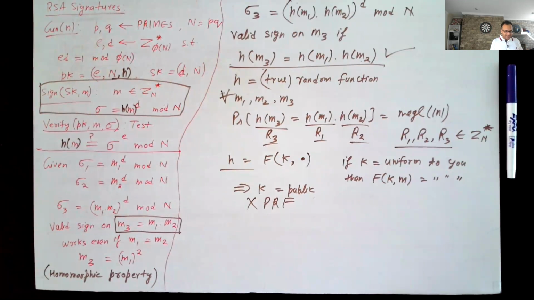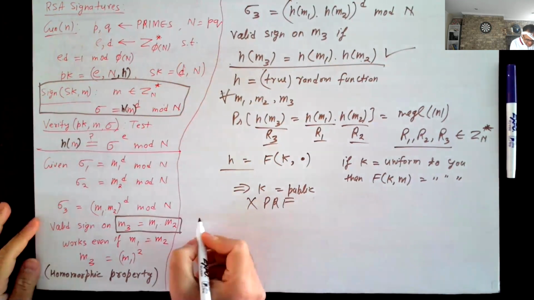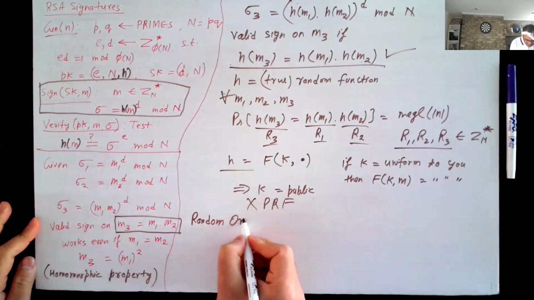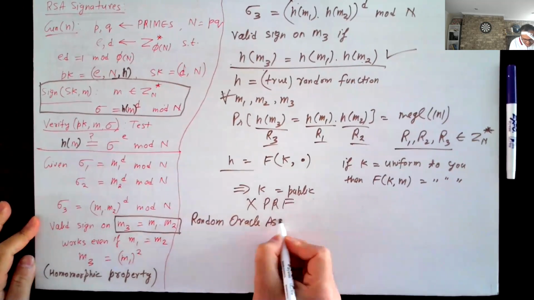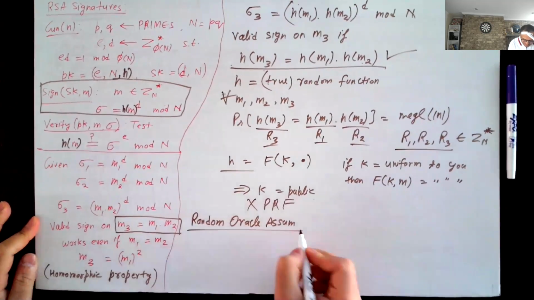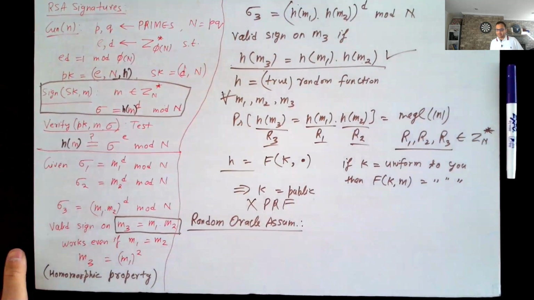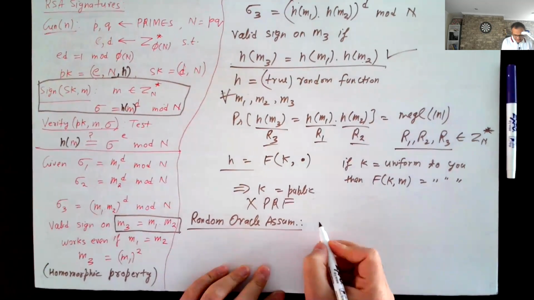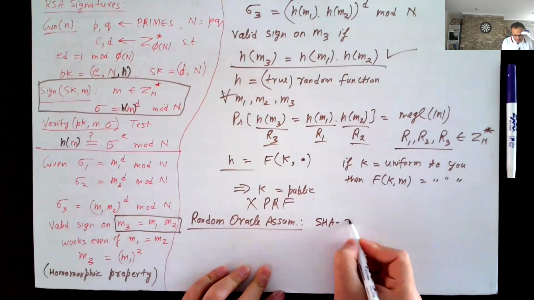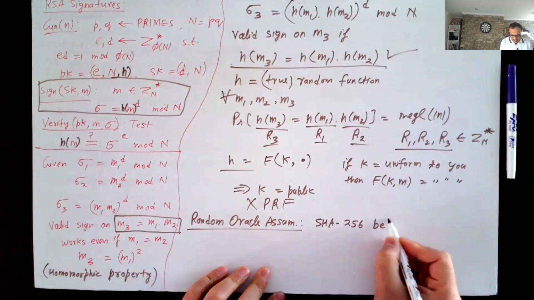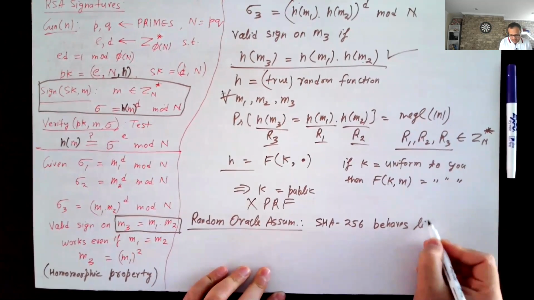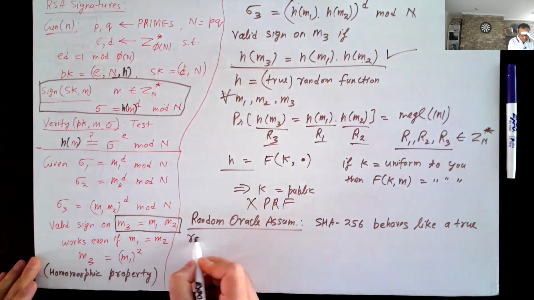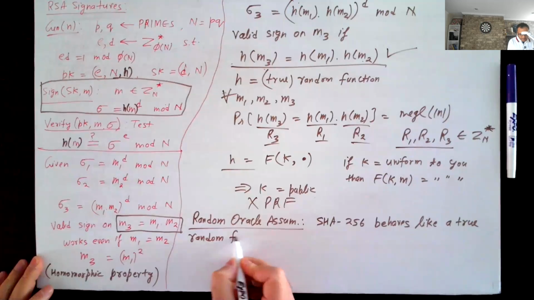Okay. Nonetheless, in practice, this is called the random oracle assumption, or it's also called the random oracle model. The model says that something like, let's say, SHA-256 actually behaves like a true random function.